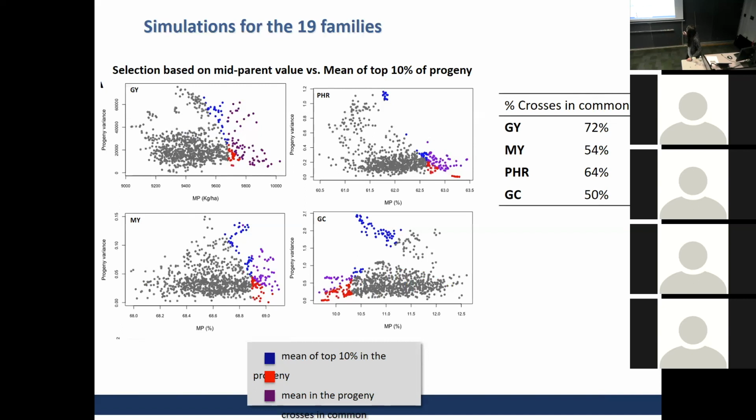Here we can see that we have more crosses in common for grain yield than for the other traits. So for grain yield, using just the mean between the parents to predict our best crosses could be a good option, and it's the easiest option. But for the milling quality traits, we might want to evaluate whether using the mean between the parents or a combination of the mean and the variance in the progeny would be the best option, because we don't have so many crosses in common.